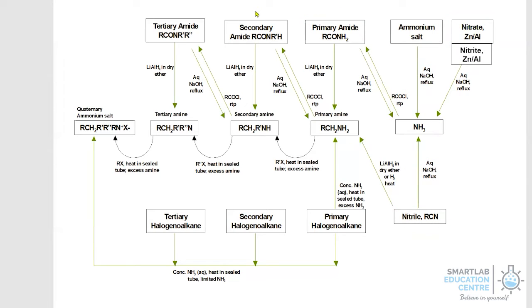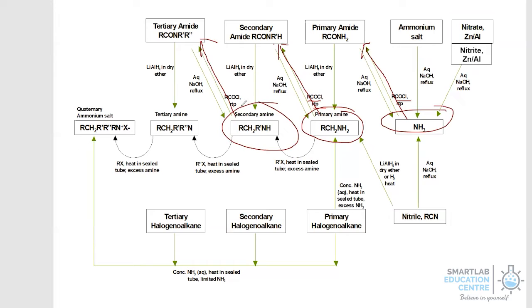Finally, the last reaction that we want to highlight is that ammonia can react with acid chloride to give you primary amide, and your primary amine could react with acid chloride to produce secondary amide, and your secondary amine can react with acid chloride to produce tertiary amide. Important to note is that tertiary amine cannot react with your acid chloride.